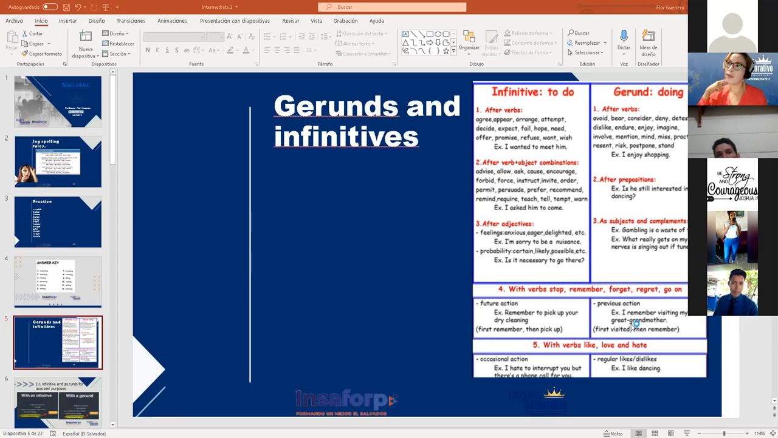Por ejemplo, si esta mañana pasó algo emocionante y me acuerdo, me trajeron un pastelito chiquito. I remember my son sending me a cake in the morning. Ya me mandó el pastel y de repente me acordé de eso tan bonito de la mañana. Y me estoy refiriendo a algo del pasado, using a gerund.